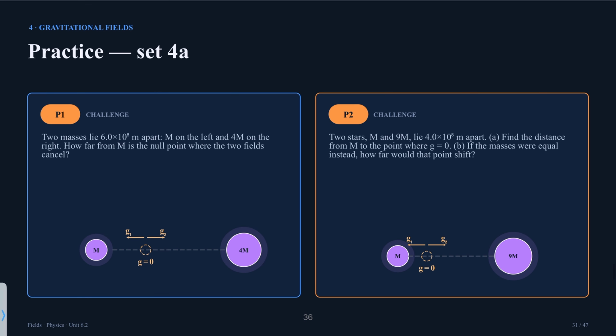So let's try some practice, okay? Practice set 4a, 2 masses. Let's actually try this one. 2 stars, m and 9m, lie 4 times 10 to the 8 meters apart. Find the distance from m to the point where g is equal to 0. And we also need to find, if the masses were equal instead, how far would that point shift? So give it a try.